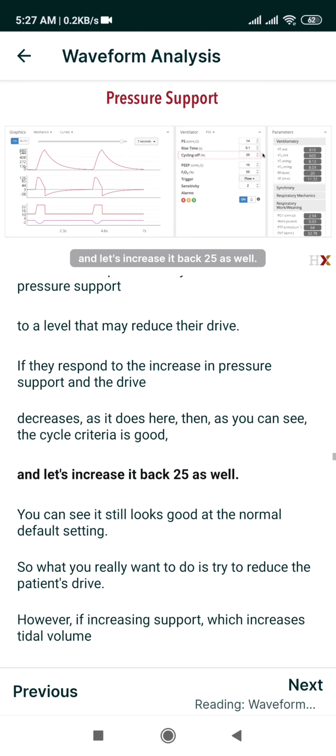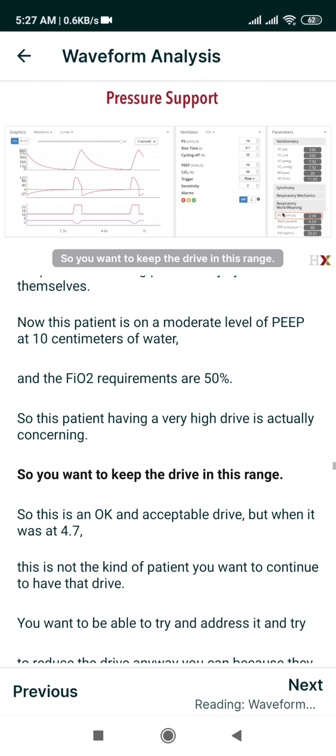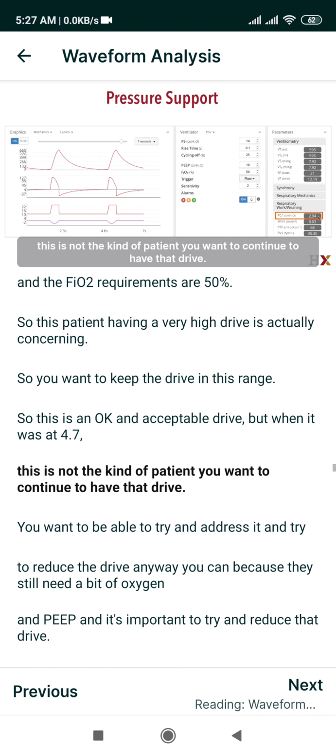Now this patient is on a moderate level of PEEP at 10 centimeters of water, and the FiO2 requirements are 50%. So this patient having a very high drive is actually concerning. So you want to keep the drive in this range. So this is an okay and acceptable drive. But when it was at 4.7, this is not the kind of patient you want to continue to have that drive. You want to be able to try and address it and try to reduce the drive any way you can, because they still need a bit of oxygen and PEEP, and it's important to try and reduce that drive.